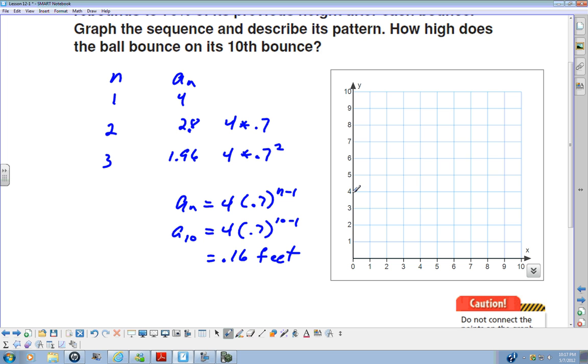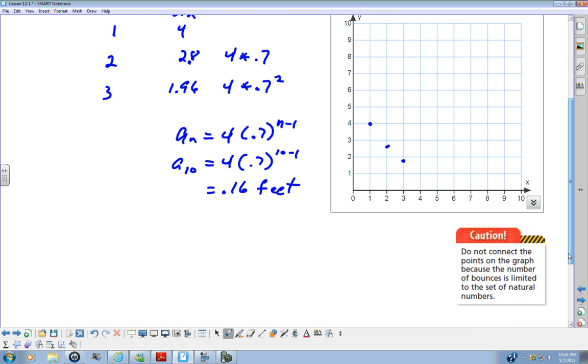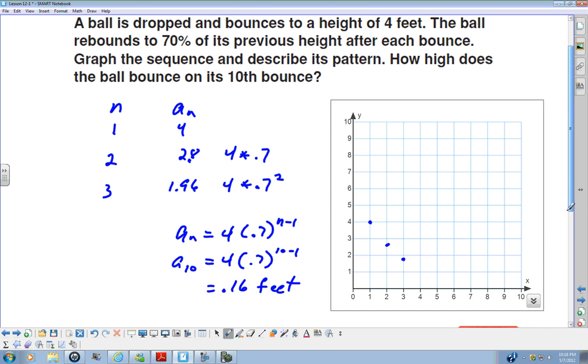So I would start it out now in my graph. I would have, oops, that's not the first bounce. We'd have the first bounce is at 4, and 2.8, and 1.96, and so on. And the graph is going to curve going down. Okay. All right. And so that's using our physics application or an application of sequences.